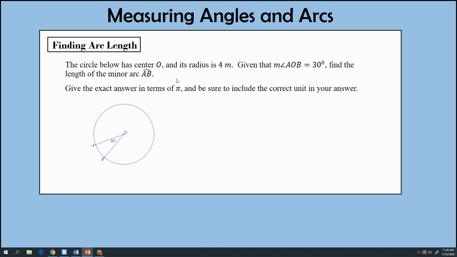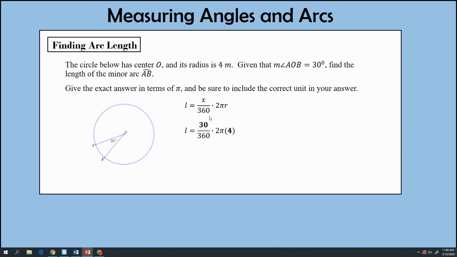So this is something a little different. It's not hard to do. I just want to show you this process though. All right, so since we're finding the arc length of AB, I'm going to apply my arc length formula. Arc length is equal to central angle over 360 times 2 pi r, 2 pi r being the circumference.